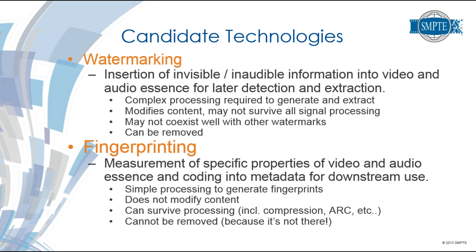So a couple of candidate technologies that were distilled out of the investigation were watermarking and fingerprinting. Watermarking is a technology that inserts information into the essence. The information is typically invisible and inaudible, visually and audibly. It's coded through various complicated and often proprietary numeric techniques. It takes some pretty complex processing often to generate this stuff and to extract it. It actually modifies the content.